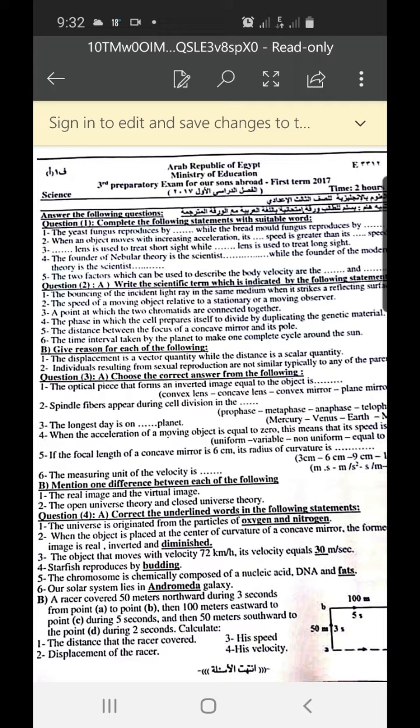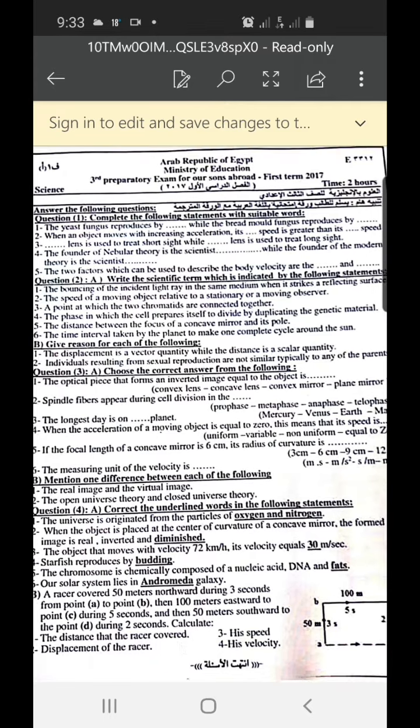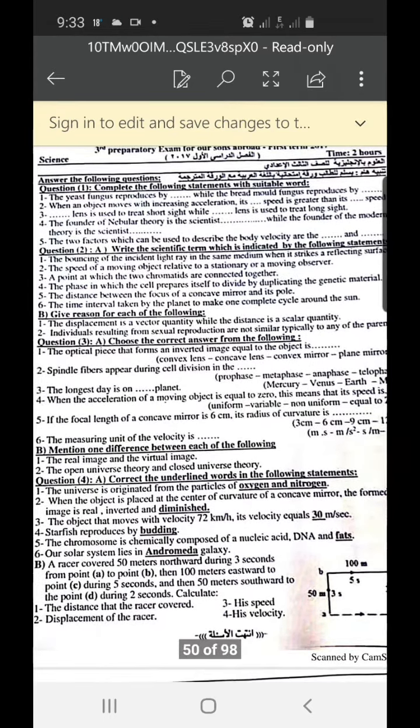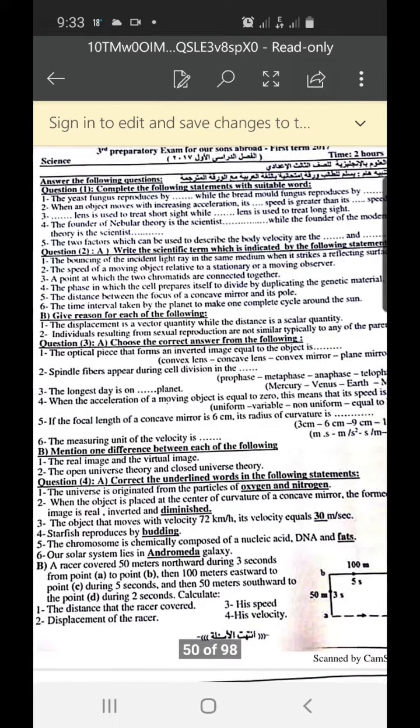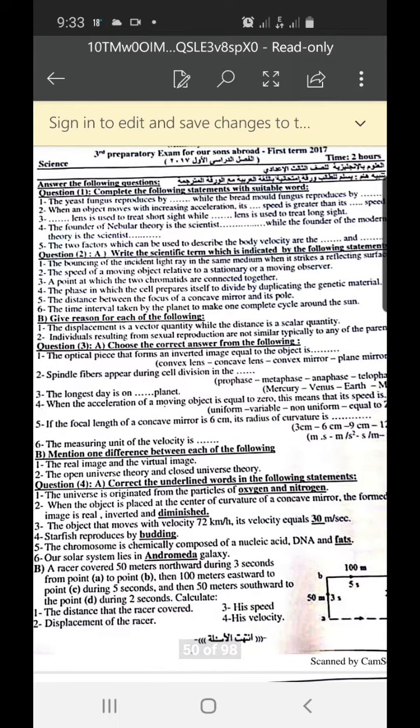Number 5, the distance between the focus of a concave mirror and its pole. The answer is focal length. Focal length. The distance between focus and pole. Or sometimes we call it focal vertex.